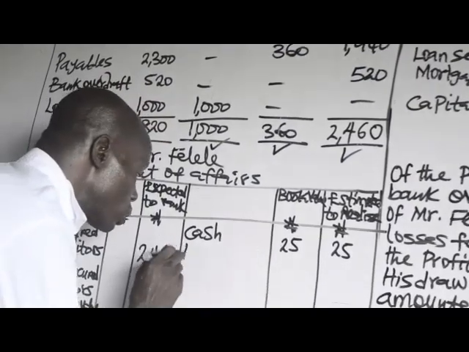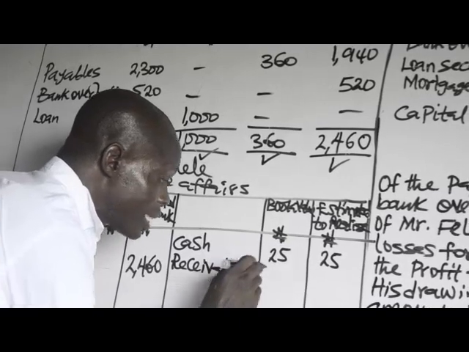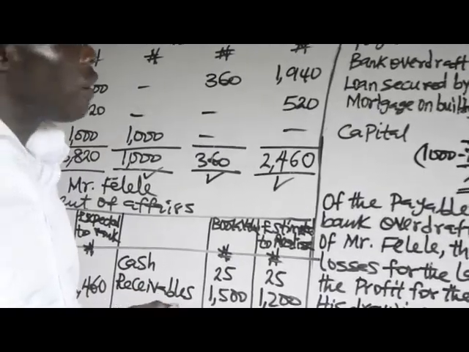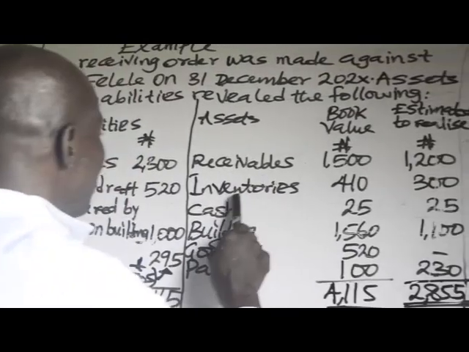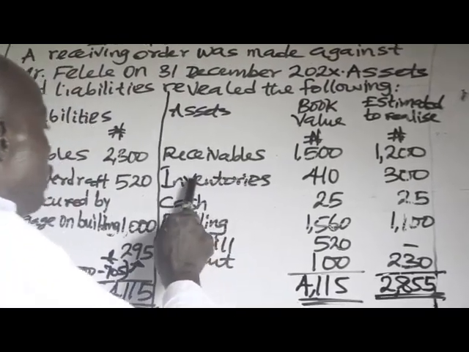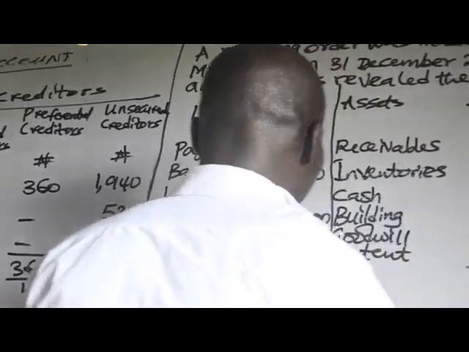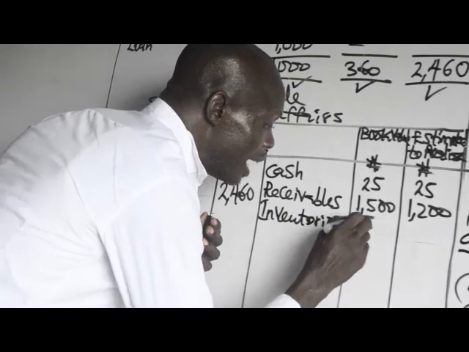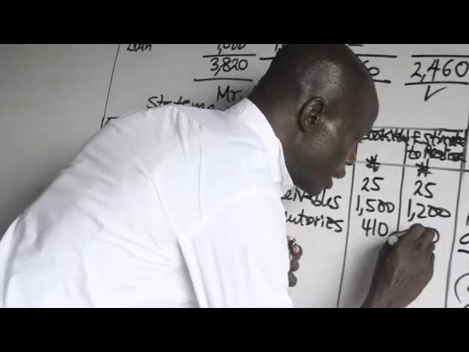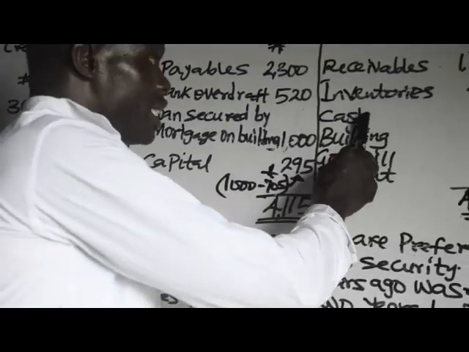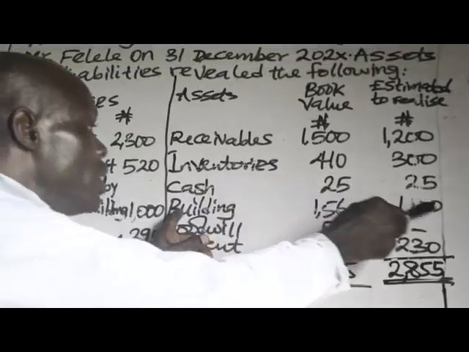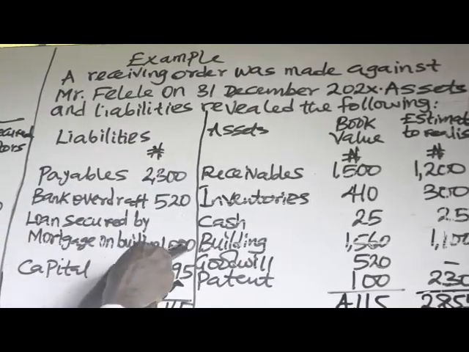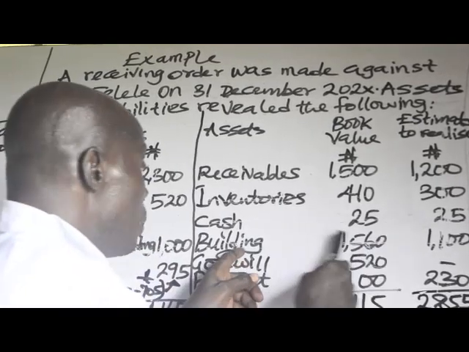Receivables were not used as collateral. Receivables, 1,500 and 1,200 for book value and realizable value respectively. Then we have inventories. Inventories is 410 and 300 for book value and realizable value. We have considered cash. Remember, the building has been used as collateral for the loans. It has been used as the mortgage for the loan of 1,000. So the building will not need to be considered.